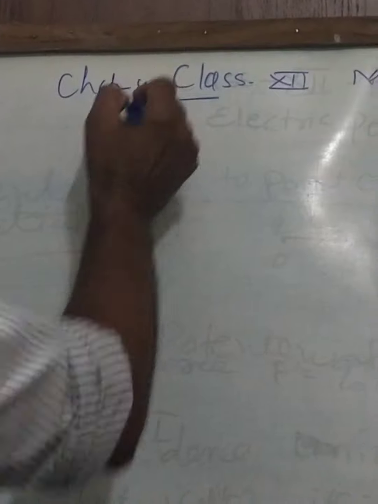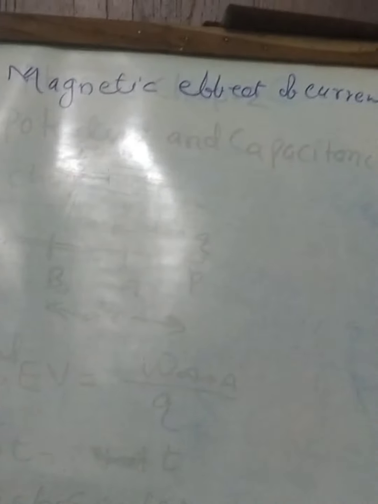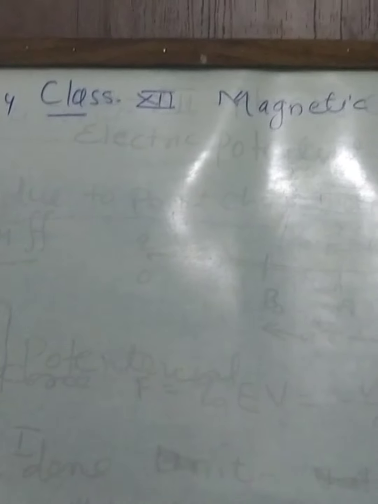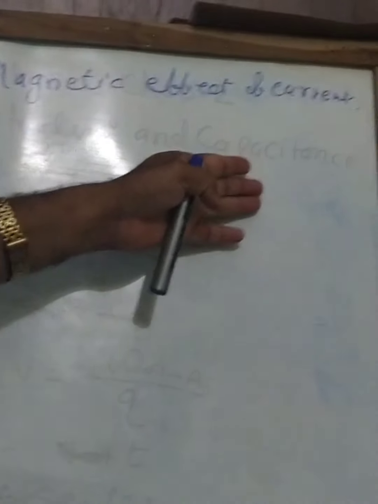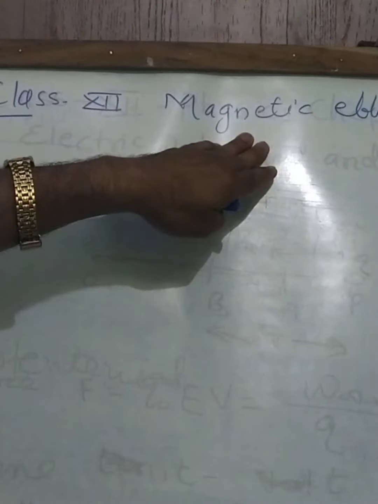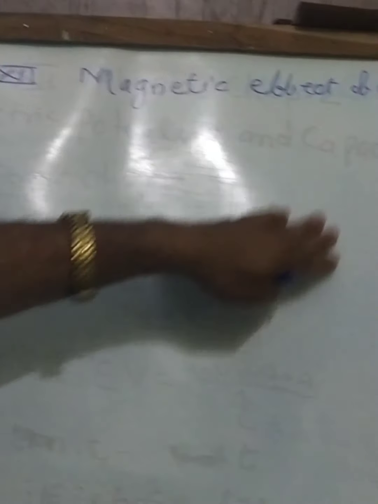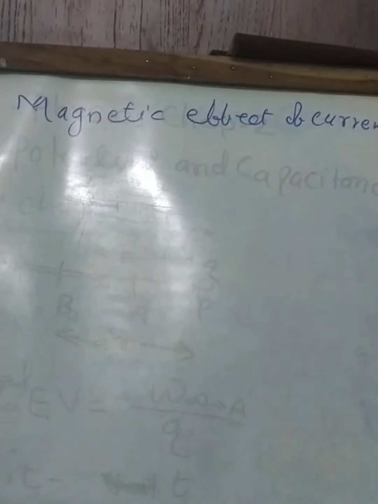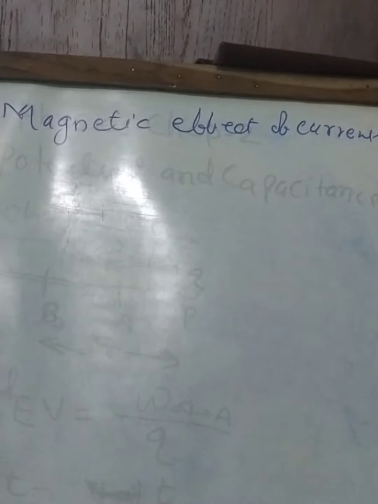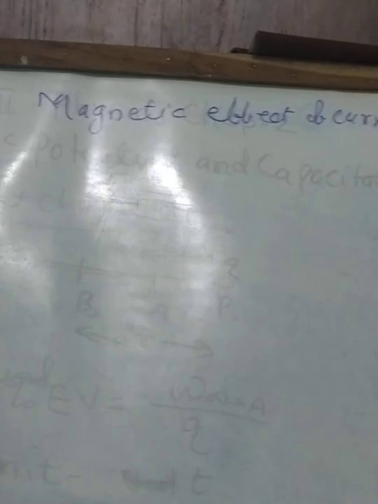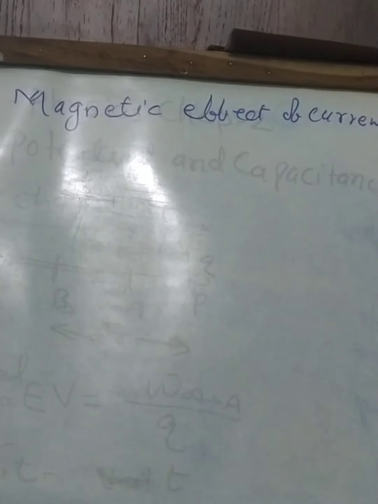Friends, now here we are talking about chapter number 4, magnetic effect of current. In the magnetic effect of current, there are two words, magnet and current. When a magnet is brought in contact with the current, the needle shows deflection. It was first explained by Oersted, therefore it is also called the Oersted experiment.